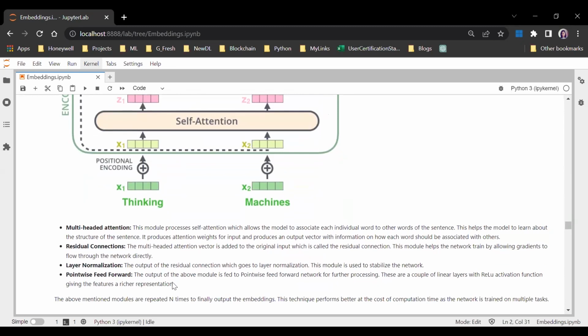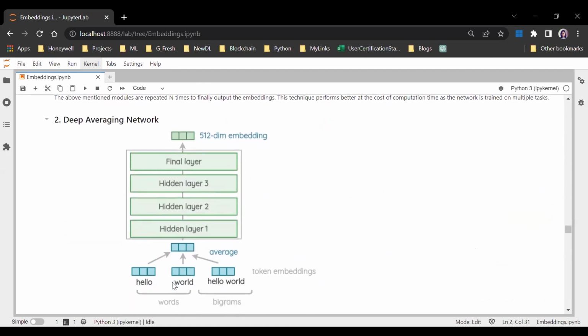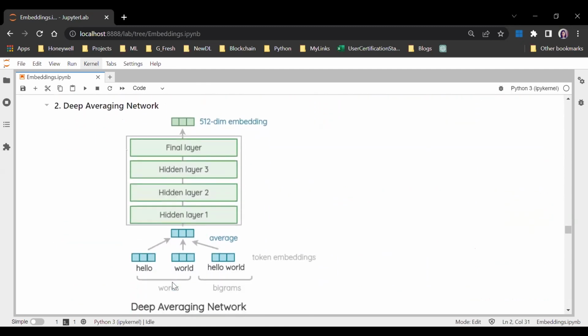And here is a deep averaging network. So in deep averaging, what happens? We first create the unigrams like "hello", "world", and the bigrams together, "hello world", and then calculate the average for all these words. And this average is then passed to our entire network. We can define a number of hidden layers, and finally, it will generate a vector of dimension 512.